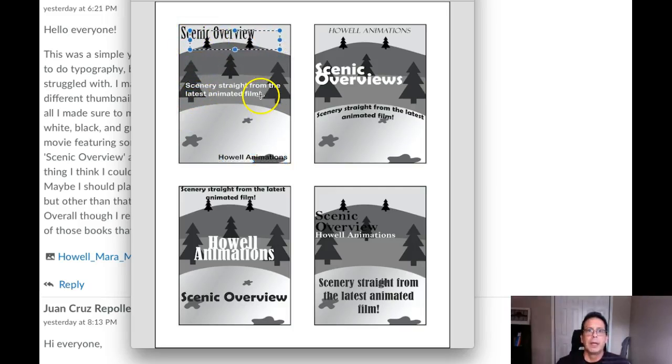We're in business. I would reduce the font size of scenery straight from the latest animated film just by a point or two. Just reduce it a little bit so there's no question that the hierarchy is Scenic Overview, scenery, then Howl Animations. I love the Howl Animations over on the right-hand side of the composition. You may consider moving that up just a little bit so that shape right there doesn't impede readability of the word animations. So definitely, that's my recommendation. This is a nice layout, just needs a little bit of alignment, just a little bit of attention to hierarchy. I think that's going to be a gorgeous piece.